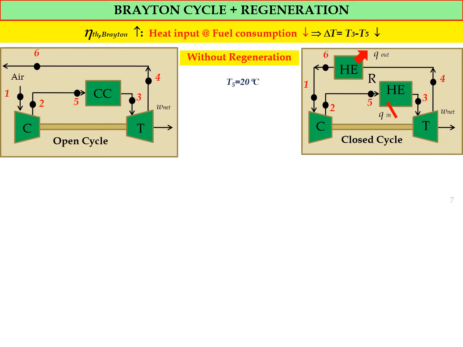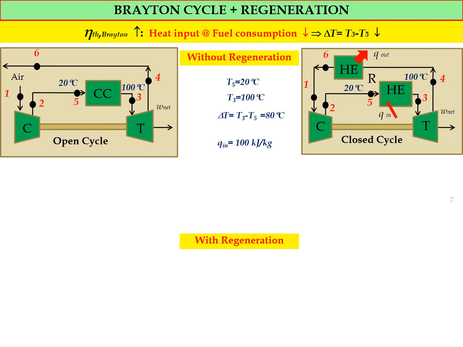And as you can see, the temperature at state 5 is equal to 20 degrees Celsius, and the temperature at state 3, which in the open cycle is after the combustion chamber CC, is 100 degrees Celsius, and in the closed cycle, after the heat exchanger with the Q in, is also 100 degrees Celsius at state 3. The temperature difference here is 80 degrees Celsius, and Q input, which is the heat input into the system, is equal to 100 kilojoule per kg.